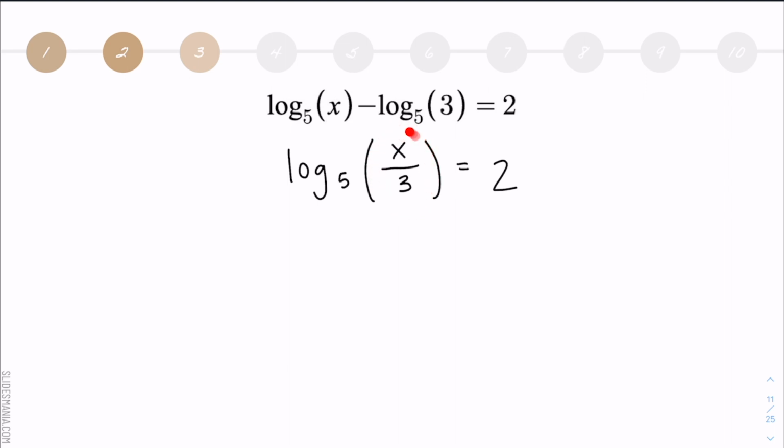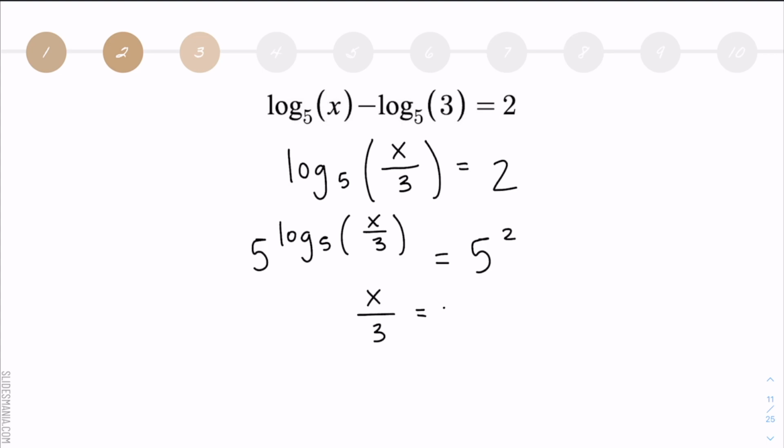Okay, now that we have this logarithm by itself, we want to solve for x, so we have to think, what's the inverse of logarithm base 5? You guessed it, exponential with base 5. So I'm going to write out this beautiful step we can do in our heads. Okay, so 5 raised to the power of log base 5. Those are inverses, so we're left with x over 3. And 5 squared, we get 25. Now we have one step. How do we undo divide by 3? Multiply by 3. And so our solution is 75.